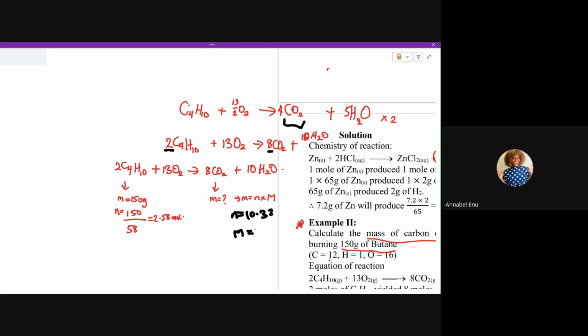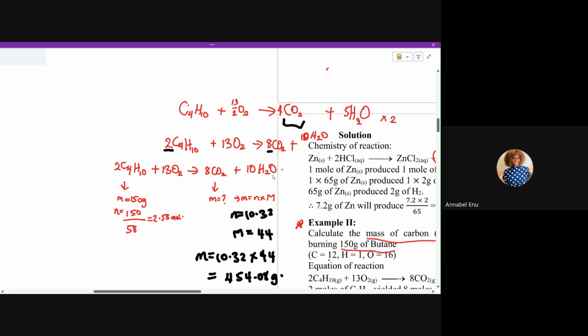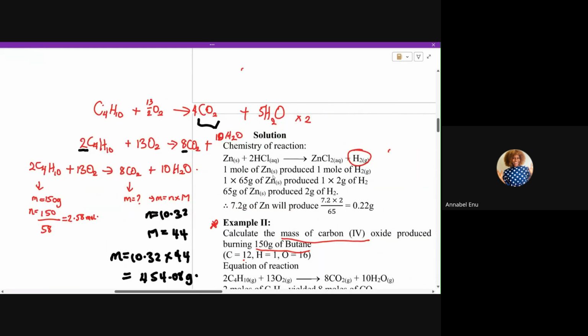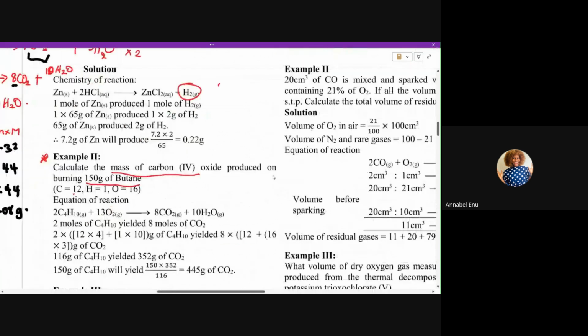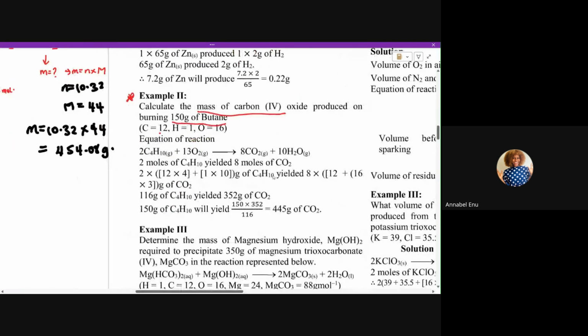So number of mole is 10.32 and molar mass is 44. So therefore, our mass is going to be 10.32 times 44, which will give us 454.08 gram. So at the end of the day, a lot of things depend on our balanced chemical equation. Do you all understand?